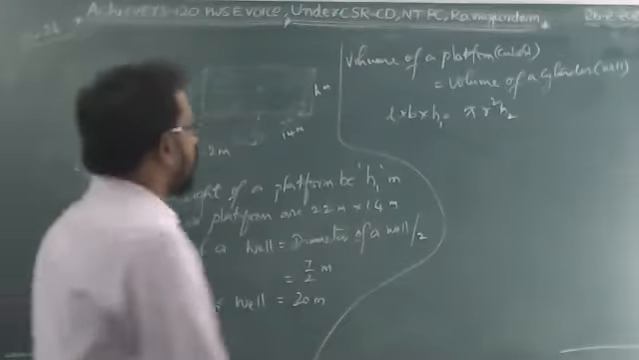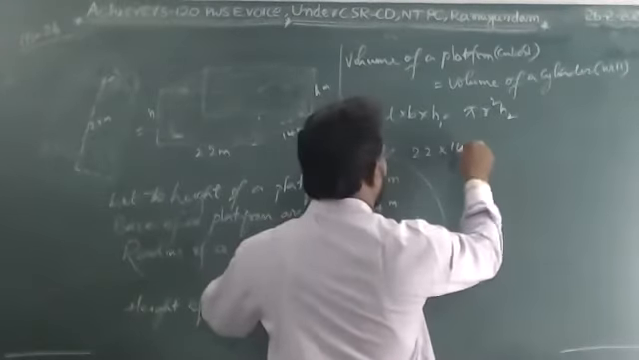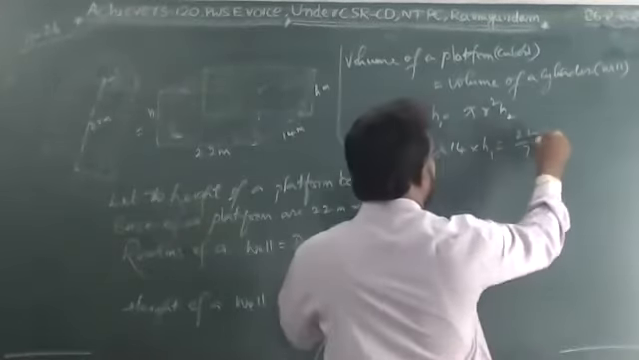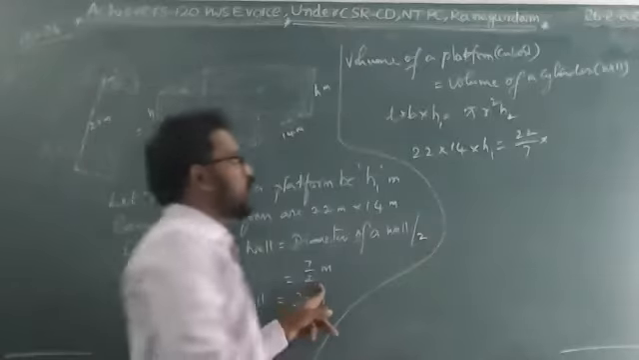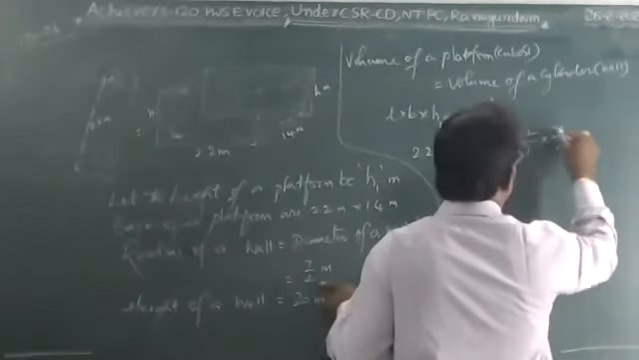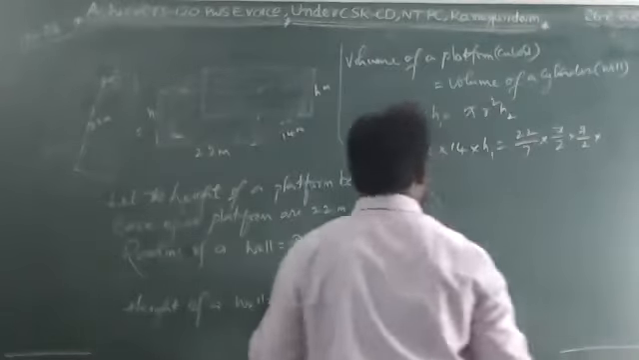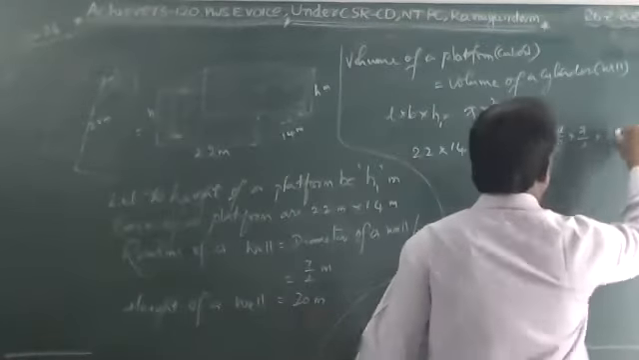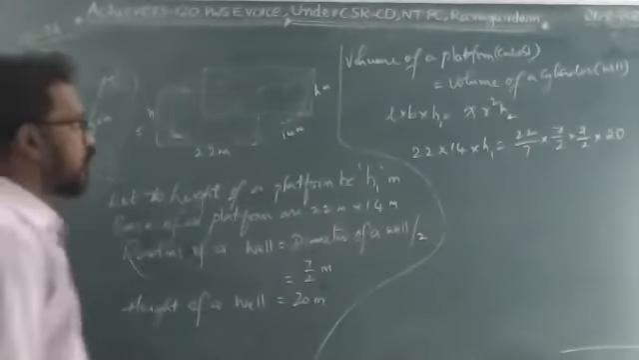Now you can see, what is L? L is 22. What is the base? 14. What is H1? We have to find. That equals 22 by 7 into r, and r is 7 by 2 into 7 by 2 because r is squared. And H2, what is H2? That is 20. The H2 is 20.